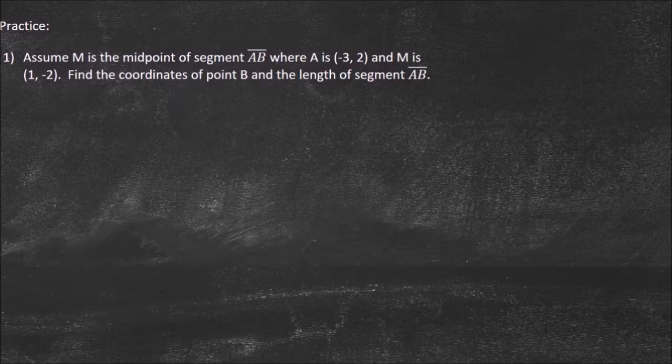So assume M is the midpoint of segment AB, where A is (-3, 2) and M is (1, -2). Find the coordinates of B and the length of segment AB. So we've got two things going on. First, I need to find the coordinates of point B using my midpoint formula because I'm given the midpoint of the segment. But then I also need to find the length of the segment AB.